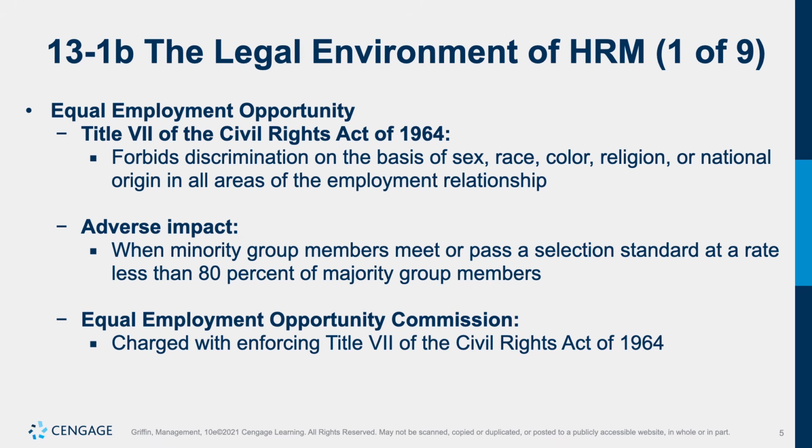Title 7 of the Civil Rights Act of 1964. This basically forbids discrimination in employment on the basis of sex, race, color, religion, or national origin. Discrimination is said to occur when an employment requirement has an adverse effect. Adverse impact is when minority group members meet or pass a selection standard at a rate less than 80% of majority group members. So that would be an adverse impact, and that would be considered discrimination most often than not.